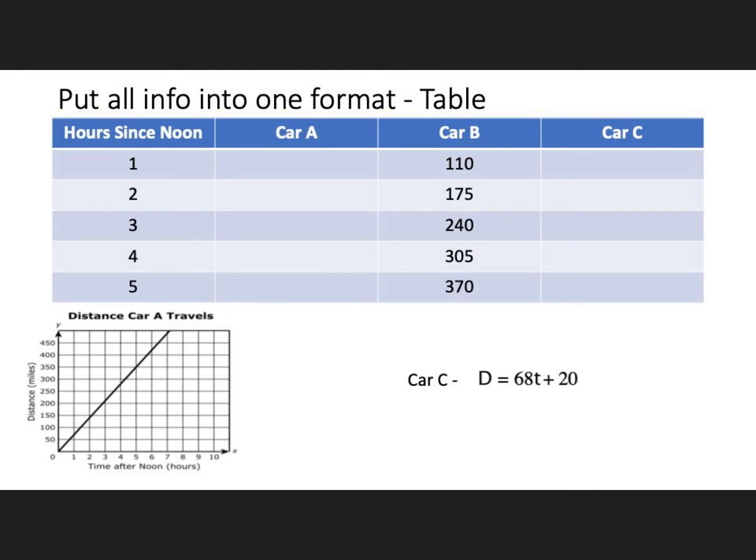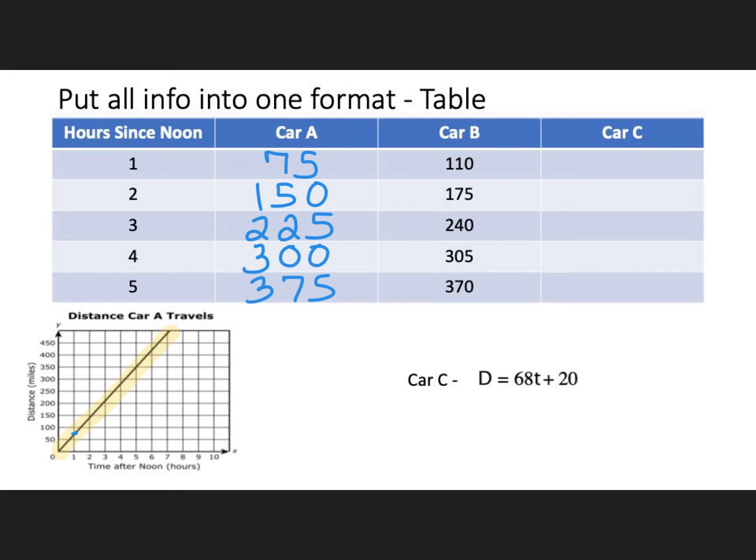Okay, so our best bet is to go ahead and put this all into one formatted table. So let's look first at the graph that we have here for car A. It looks like car A is going about 75 miles each hour. So that means at 1 hour it's at 75. At 2, it's at 150. At 3, it's at 225. At 4, it's at 300. And at 5, it's at 375.